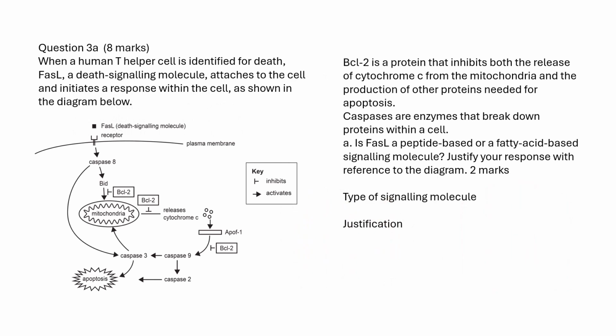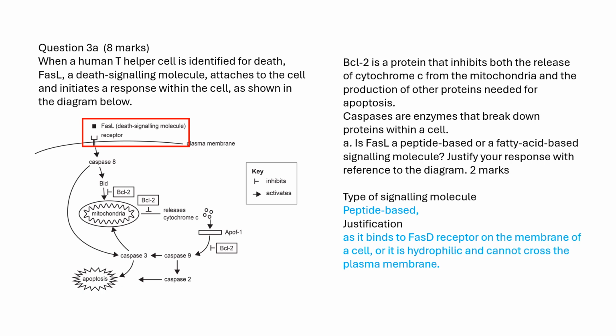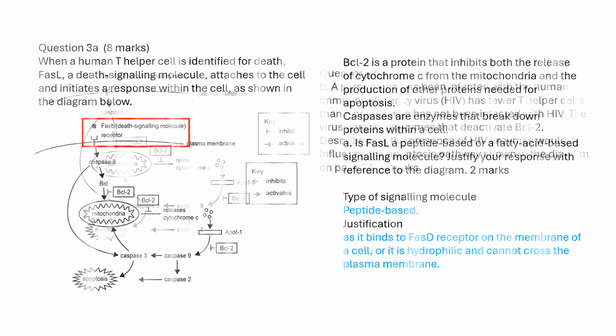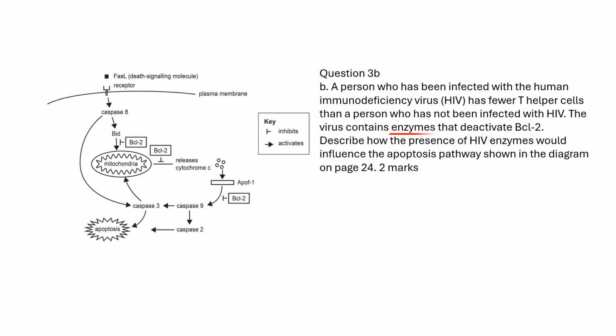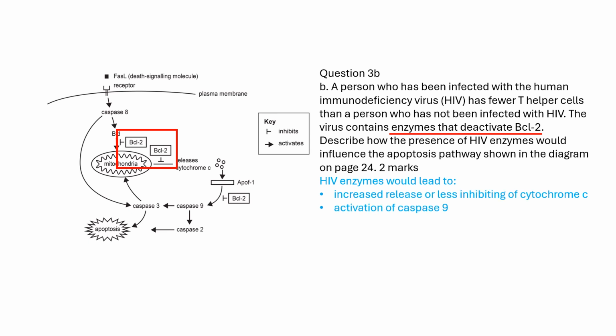Phospho is a peptide-based molecule, since it cannot cross the plasma membrane and binds to the Phos receptor on the surface of the cell. The HIV enzyme could deactivate BCL2. If BCL2 is deactivated, the apoptosis pathway will be opened. The HIV enzyme would lead to increased release, or less inhibiting, of cytochrome C activation of caspase 9, or apoptosis occurring.